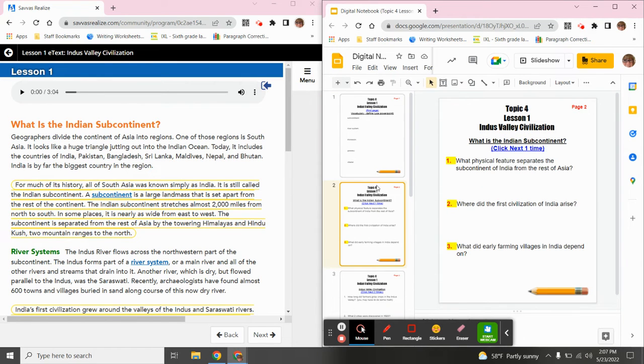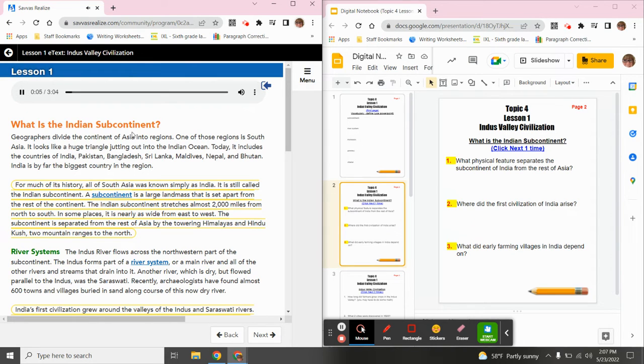Moving on to page 2 of your digital notebook, you need to press next 1 time to get to this next page. What is the Indian subcontinent? What is the Indian subcontinent?